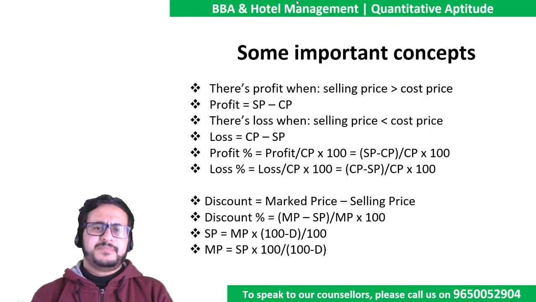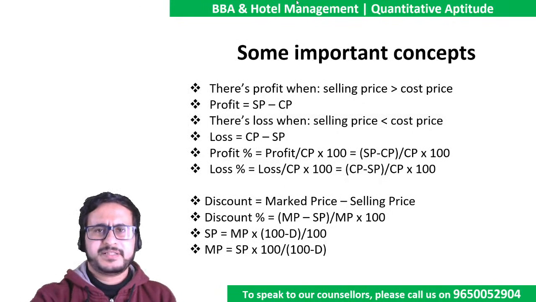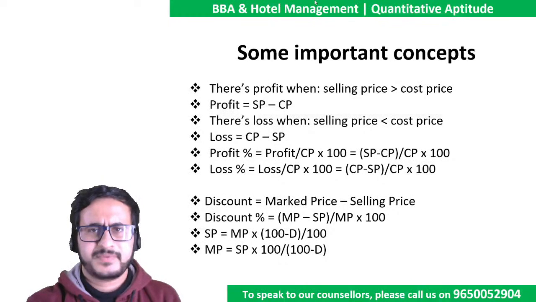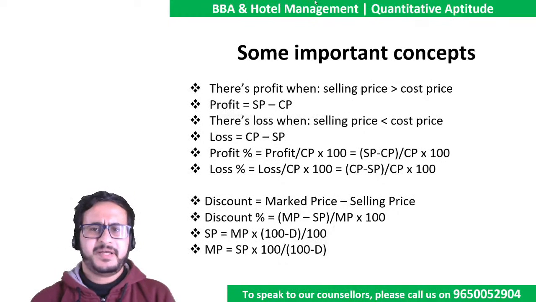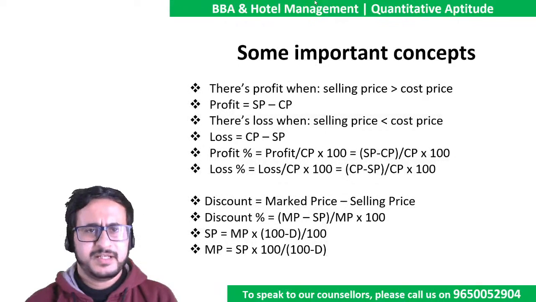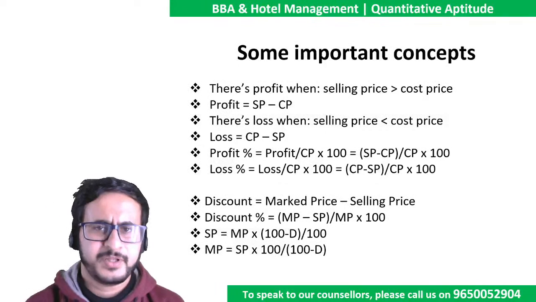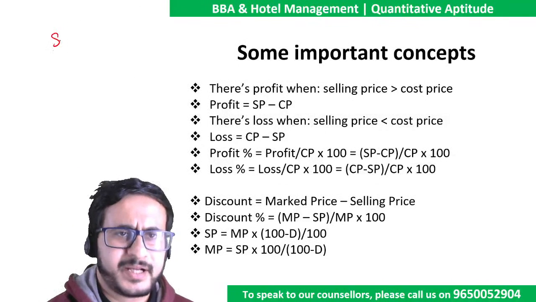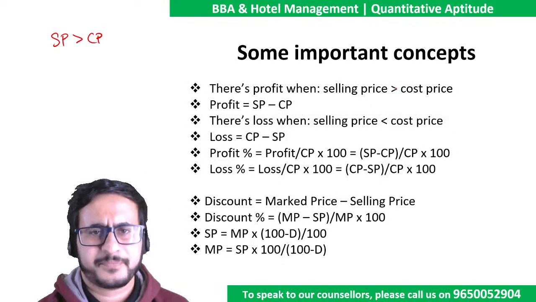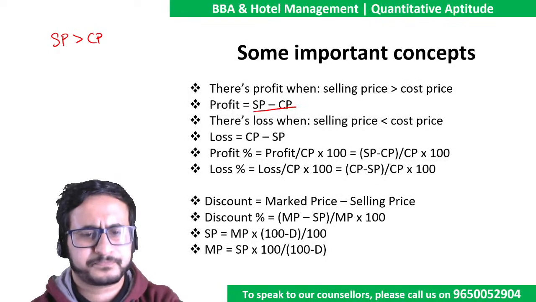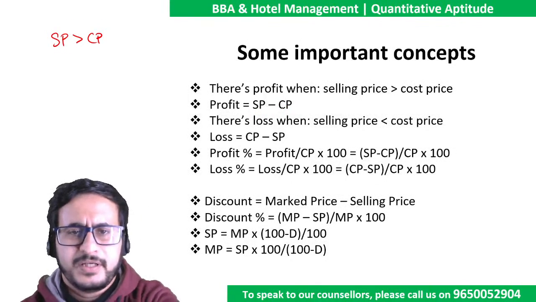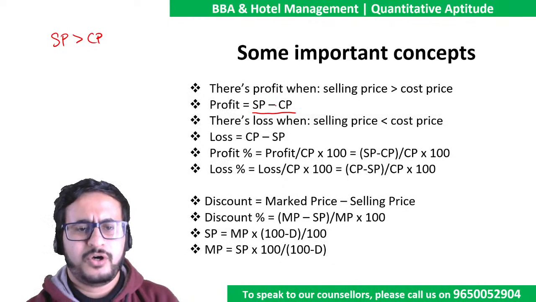If you sell something at a higher price, you are said to have made profit. People say that I made profit by selling it at a higher price, so you talk about profit margin. When the selling price is greater than the cost price, we are said to have made profit, and profit is selling price minus cost price.